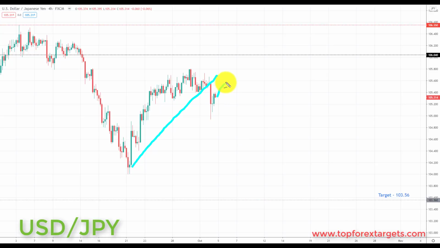Any continued pullback in this area is going to be viewed as a great opportunity next week to start to look for short positions, as I said. And we're going to be looking at initiating shorts down towards the next key of support to the downside and the target set at the 103.56.